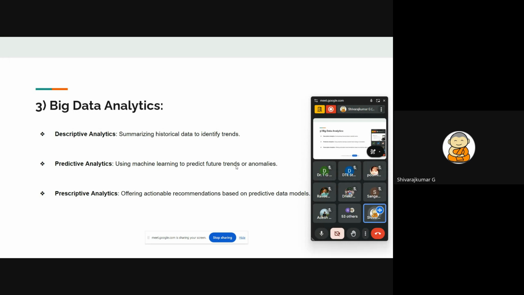In that way, there are so many ways descriptive analytics will be useful. Then predictive analytics, like using machine learning to predict future trends or anomalies. Predictive analysis is mainly used in banks and so on. Now there is another one, prescriptive analytics. Once we get the future recommendation, based on that, what actions we can take will be analyzed using prescriptive analytics.